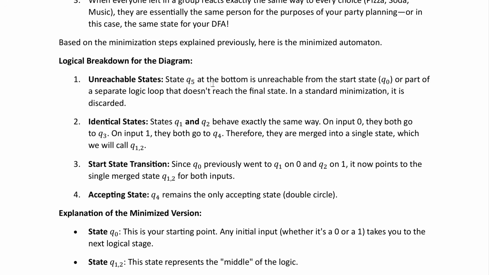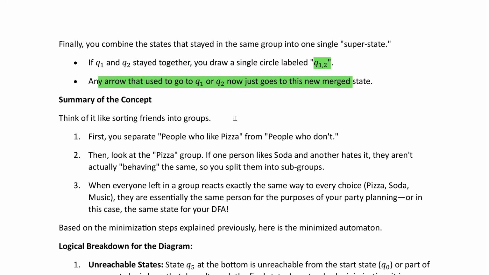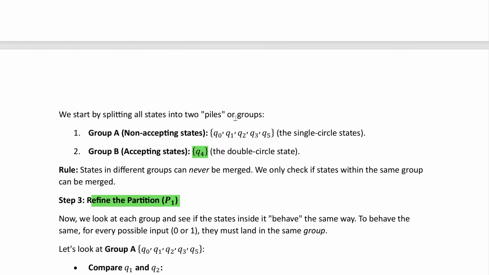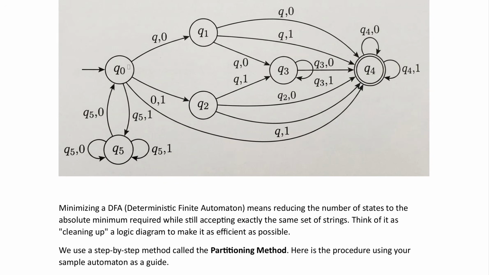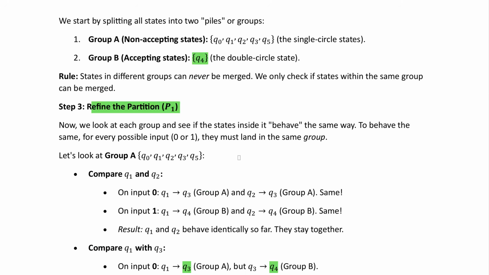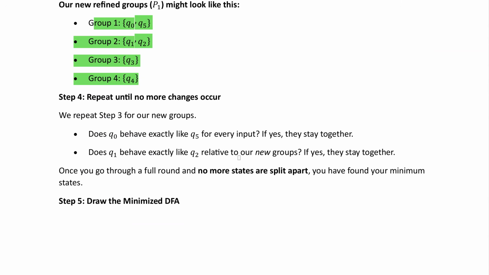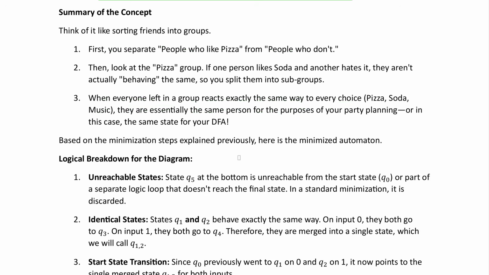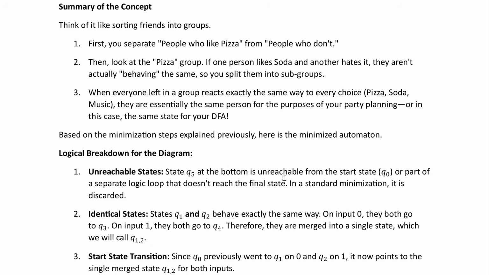Unreachable state: it says that state Q5 at the bottom is unreachable from the starting state Q0. Okay, so is this true? From starting state Q0 in the given DFA, we are not able to reach Q5. Let us read it again. It says that state Q5 at the bottom is unreachable from the start state Q0, but it is reachable.